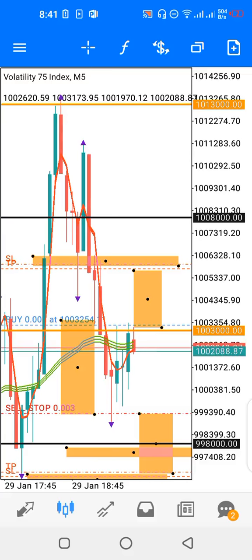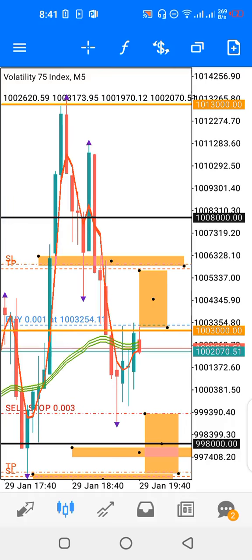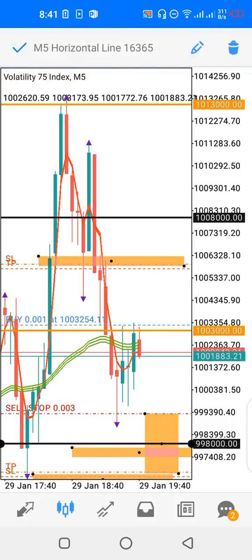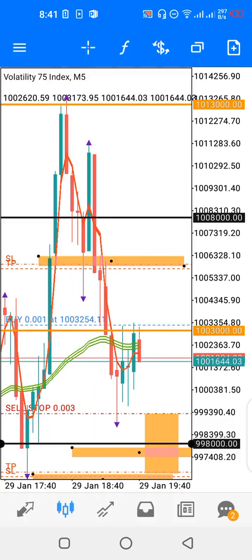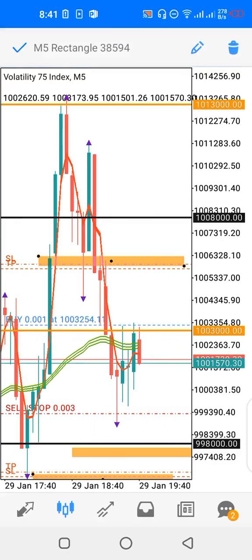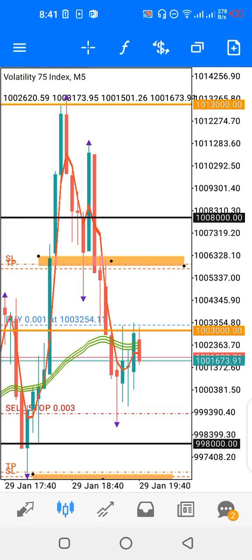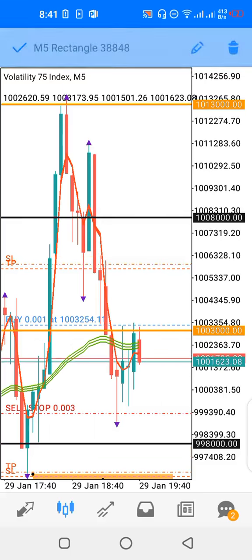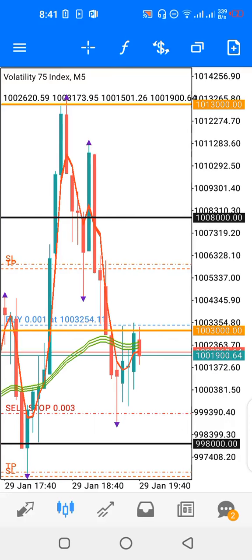I think we have a swing low on the screen. I have a swing low on the screen, so I expect price to continue to go up so that I can close this trade without having to wait for break even. Let's see what happens.